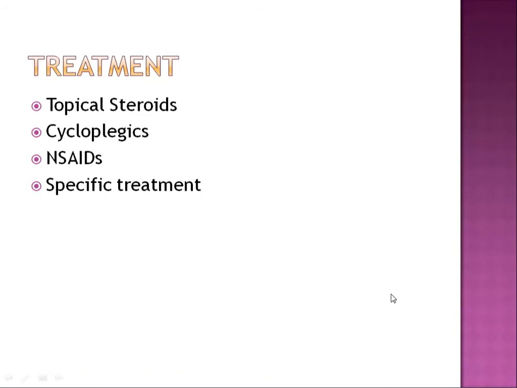The treatment. Coming to the treatment part, the most important part of iridocyclitis or uveitis is that the patient has to be treated with topical steroids along with cycloplegics and NSAIDs. This is the supportive therapy, but most important is you have to look for the specific cause. What is the cause? Most common causes could be, like in our country, tuberculosis is one of the common causes.